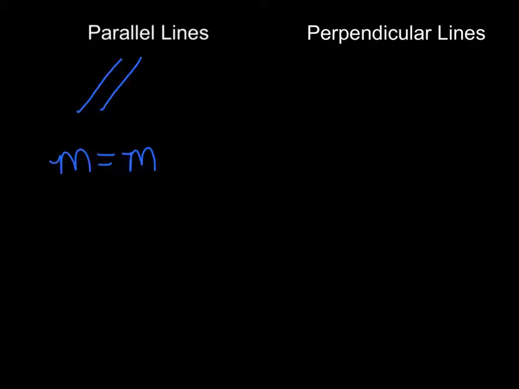Perpendicular lines are denoted with an upside down capital T, and that shows that it's a right angle right there. So perpendicular means two lines that intersect to form a 90-degree angle. In the case of perpendicular lines, their slopes will be opposite reciprocals. Let's see what that means.